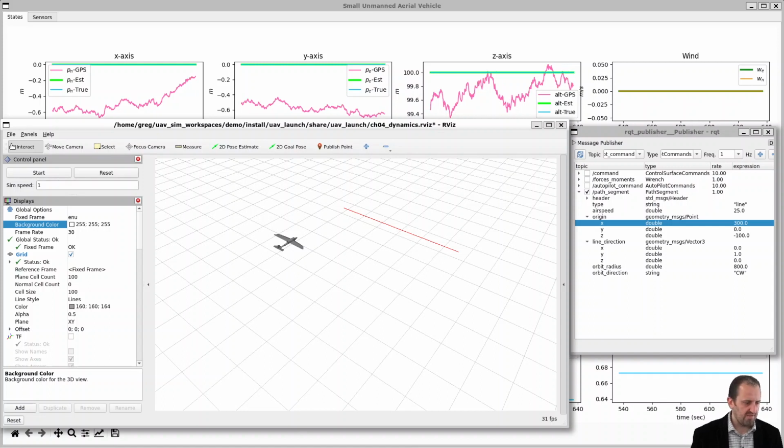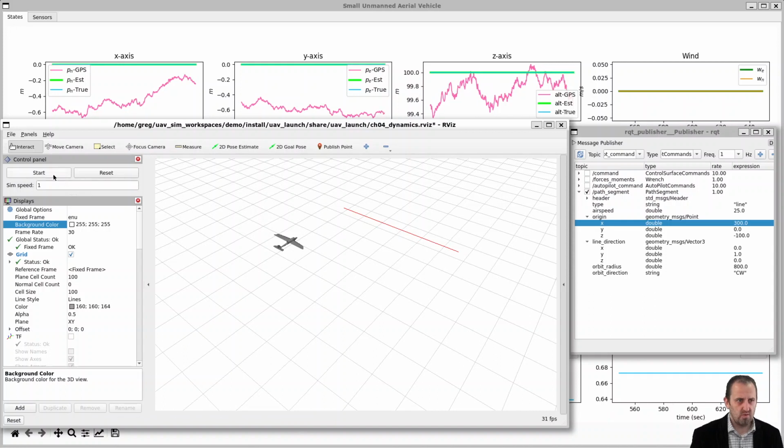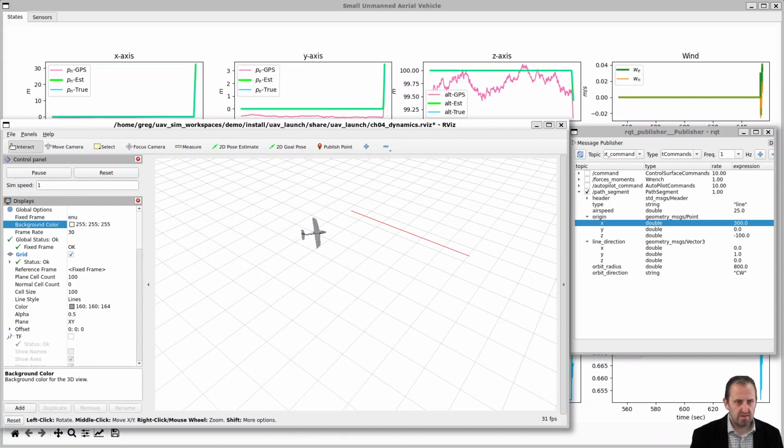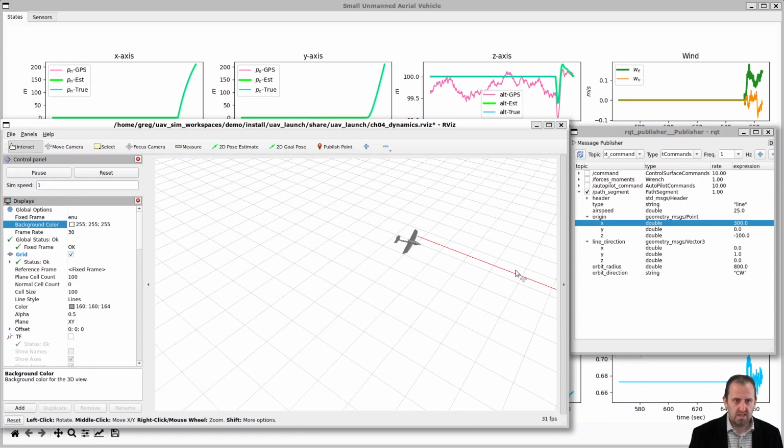Right here we have our aircraft at its starting position, and I've designed a line. We can see that here as this red line. Once we've designed the line, we're going to develop the control to allow this aircraft to converge to that line. As you see, it's moving towards it. It's balancing moving directly towards it with moving along the line, and you see as it moves along as we go.